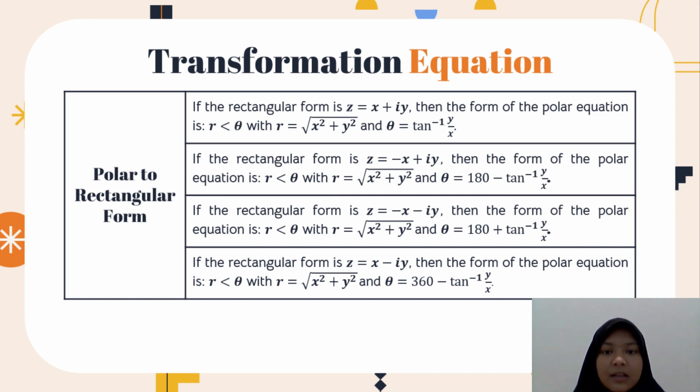The third type is if the rectangular form is z equal to negative x minus iy, then the polar form is r ∠ theta with r equal to the root of x squared plus y squared and theta equal to 180 plus arctangent y over x. And the last one is if the rectangular form is z equal to x minus iy, then the polar form is r ∠ theta with r equal to the root of x squared plus y squared and theta equal to 360 minus arctangent y over x.